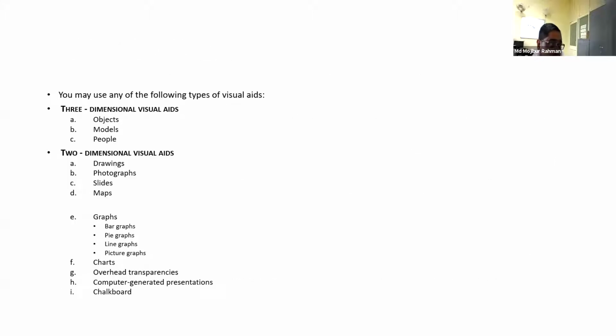Then here are these visual aids, maybe objects, models, people, or two-dimensional drawing, photograph, slides, maps, graphs, charts. These are the basic visual aids. In presentation, we can use blackboard and chalk also.